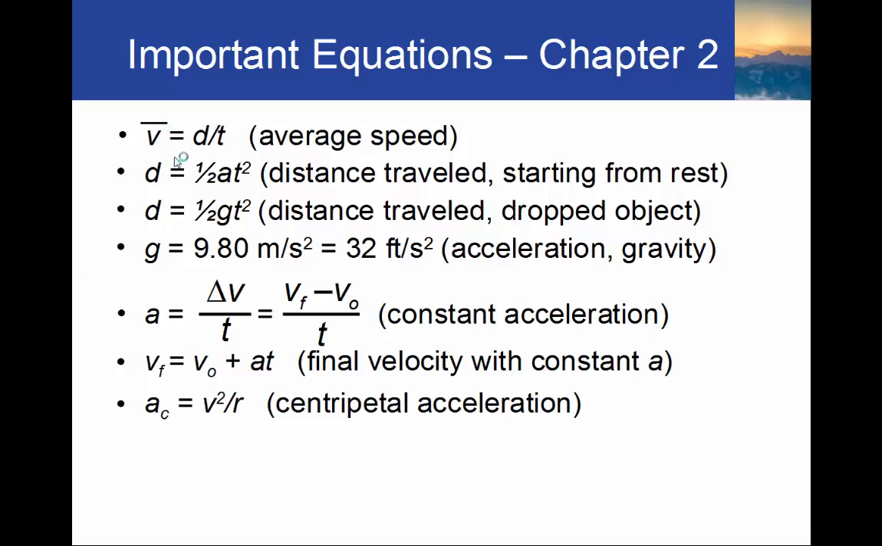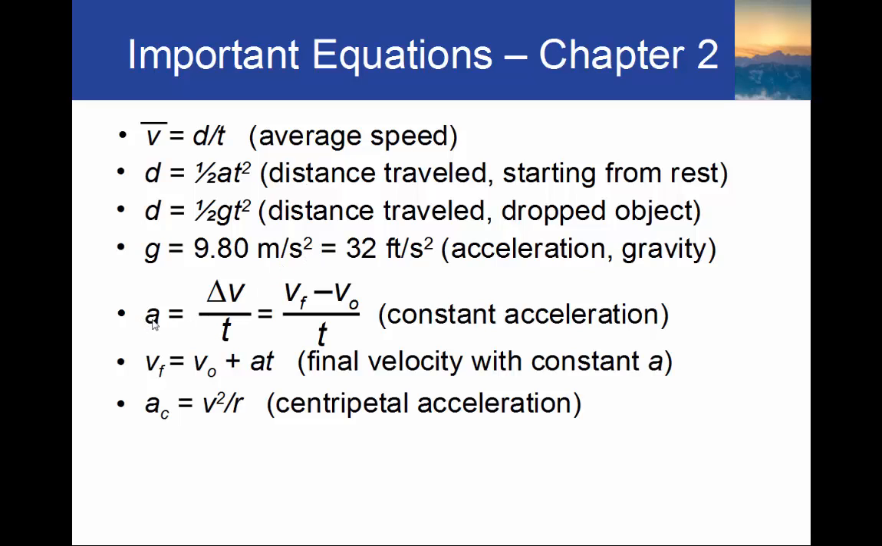This top one is giving the average speed, and it is the distance traveled divided by the time. The distance that an object travels starting from rest under acceleration is given by this equation. D is the distance, A is the acceleration, T is the amount of time for which it accelerates. The assumption is that the object started from rest. If you drop an object, this is an application of that previous equation, the specific acceleration that you have is g, the free fall acceleration, 9.80 meters per second squared.